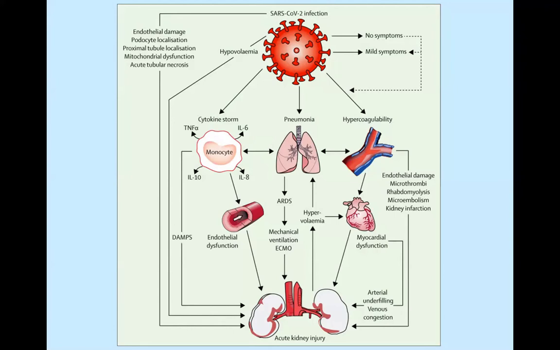In addition to the endothelial damage, you have thrombi, which are a feature of COVID-19, and those thrombi and a bit of microembolism will lead to some renal infarction, and therefore again further impairment of renal function. So through all of these mechanisms, it's well recognized that you get an acute kidney injury as part of COVID-19.